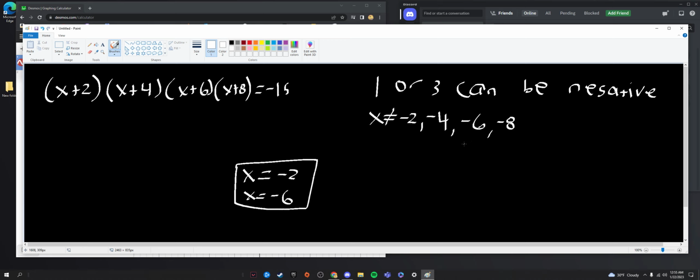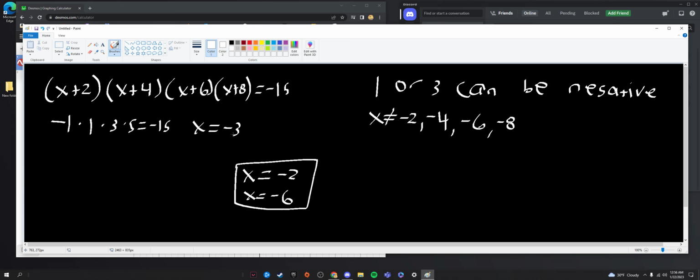So we're going to do the exact same thing. We're going to plug in the first term we can actually plug in. We're not going to plug in negative 1 because that's not going to make any of them negative. We're going to plug in negative 3. So we get negative 1 times 1 times 3 times 5, which equals negative 15. That's cool. Let me write this here. This is x equals negative 3.